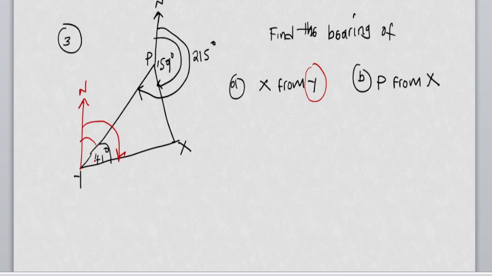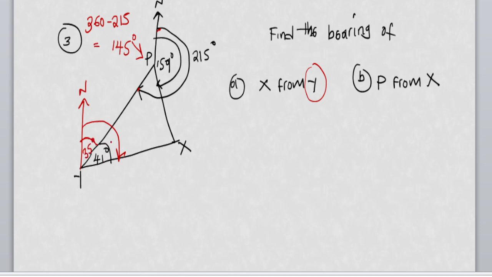How can I find the small angle here? So this is what I'm going to do. I know that this entire angle from this point to this point is 215. So to find the angle here, I'll say 360 subtract 215, and I'm going to get 145. Then to find the angle here, I'll say 180 subtract 145, and I get 35. So I have 35 degrees there.